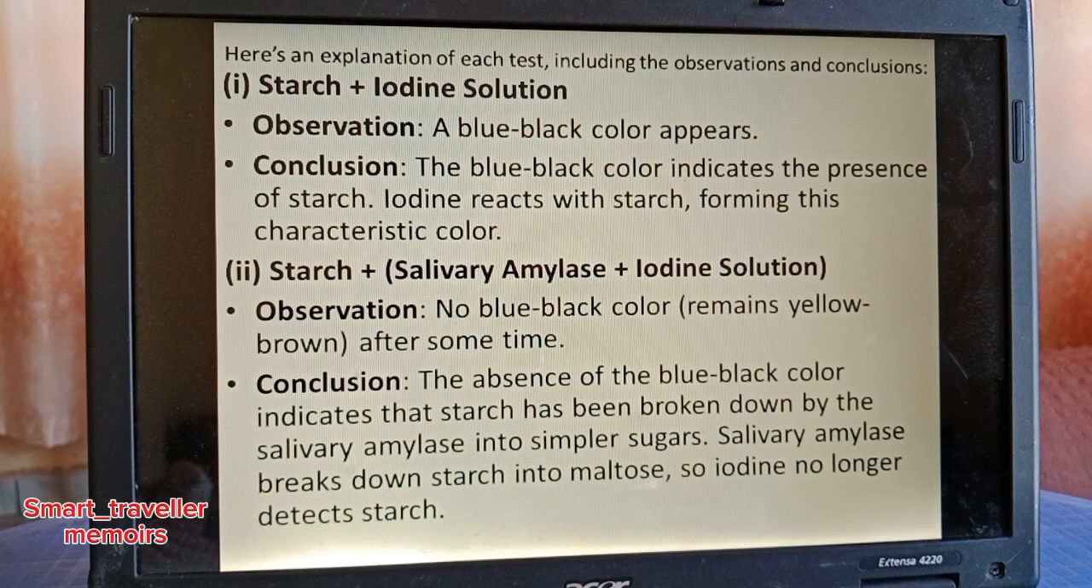Test tube 2, starch plus salivary amylase plus iodine solution. D was a starch, E was salivary amylase. Observation: no blue-black color, it remains yellow-brown, the color of iodine, after some time. Conclusion: the absence of blue-black color indicates that starch has been broken down by the salivary amylase into simpler sugars. Salivary amylase breaks down starch into maltose, so iodine no longer detects starch.